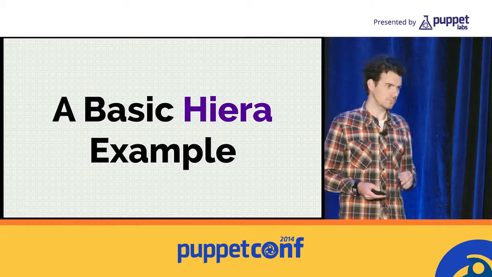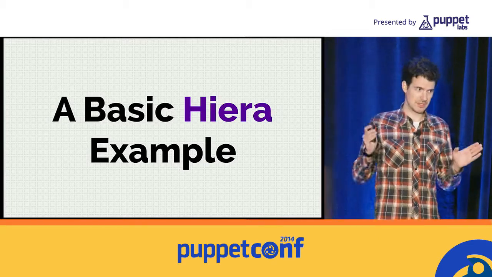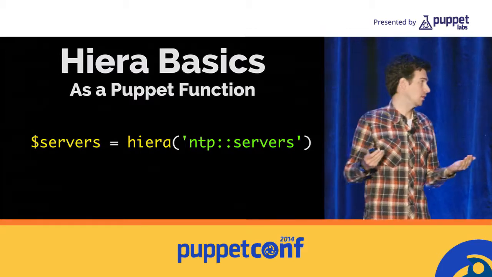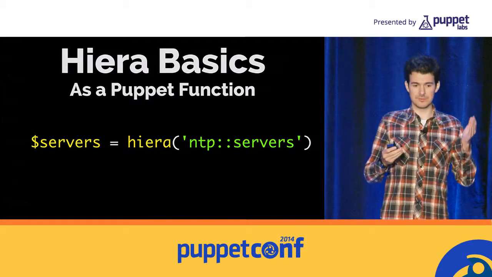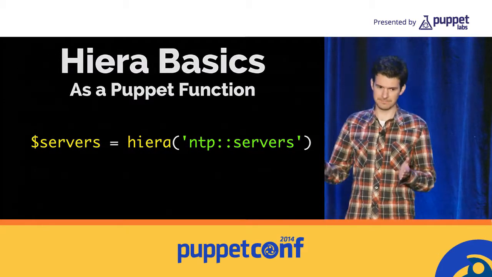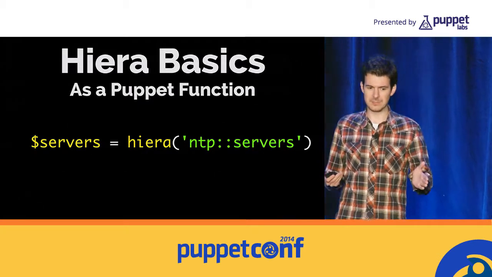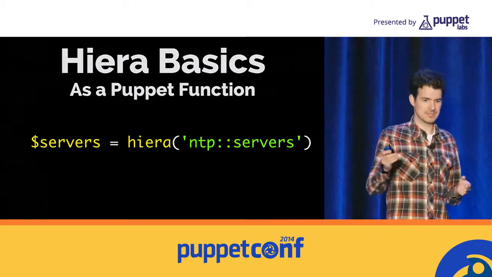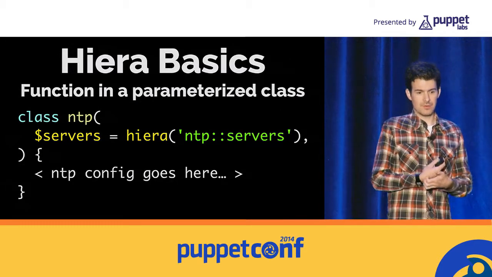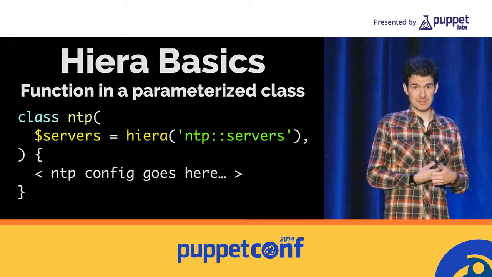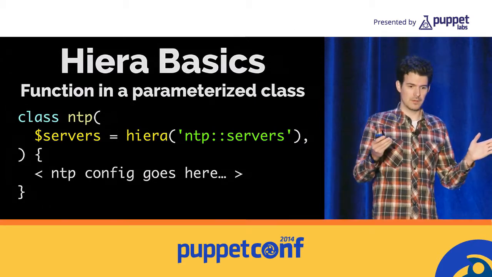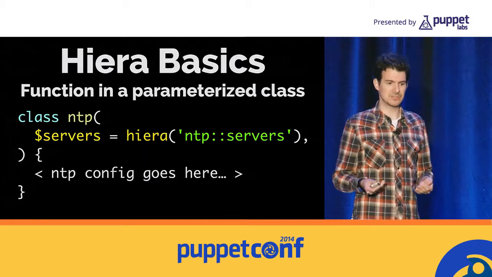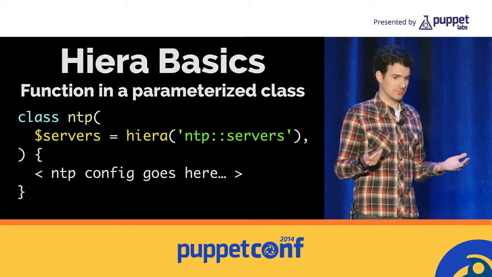So again, you're already all Hiera users, so I'm going to give a really quick basic example. It's a function call, right? We use Hiera as a function, and we search for a key. In this case, we have ntp as the primary namespace, and servers is the secondary key. So often this is used as a class parameter, right? And in this case, with our fictitious NTP server, we're looking for servers that we're going to use for our NTP servers.